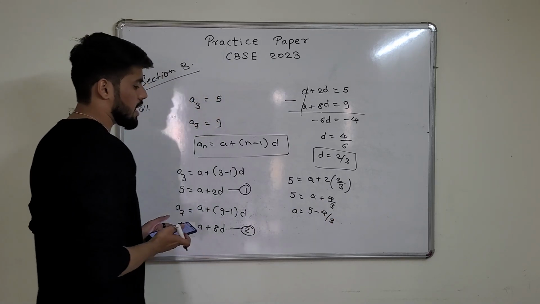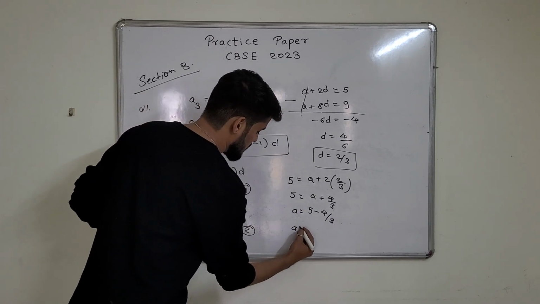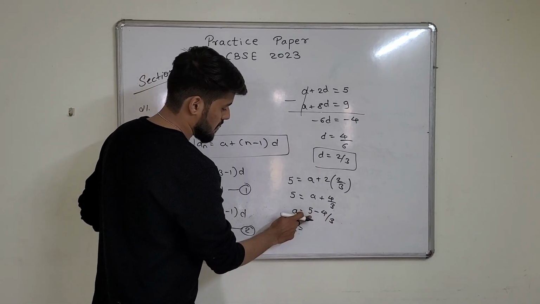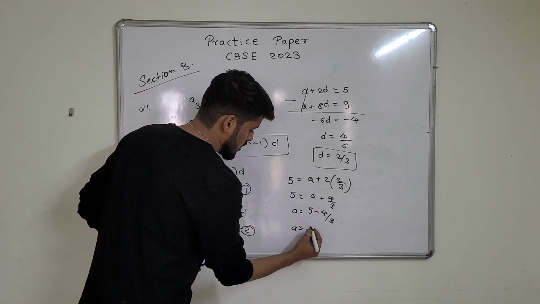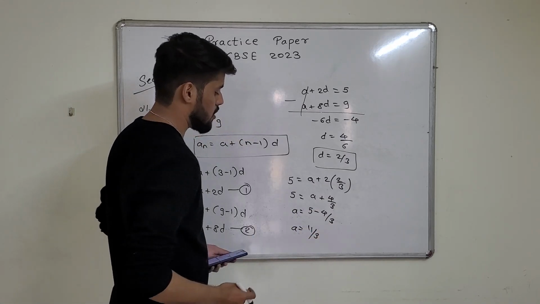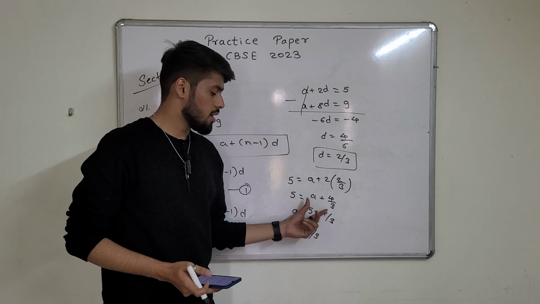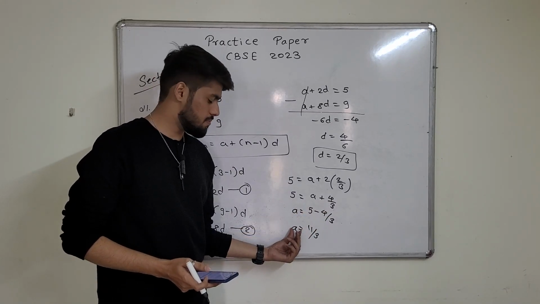After solving, what will you do? You will get the value of a, right? You will get the value of a here. How much will a be? 3, 5, 15. 15 minus 4 is 11. So 11/3 will be the value of a. Now just go on adding d. Okay, so we got the first term.